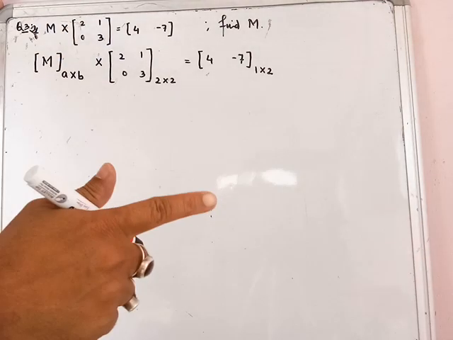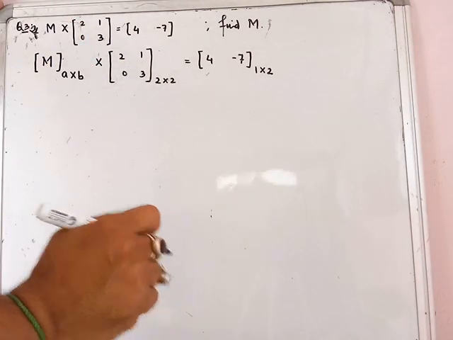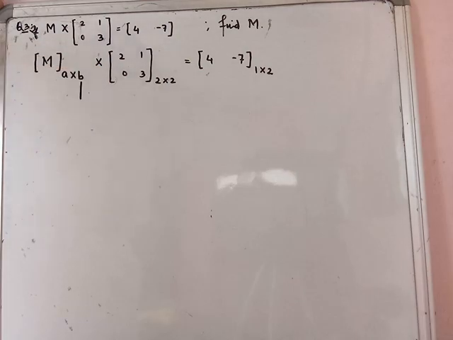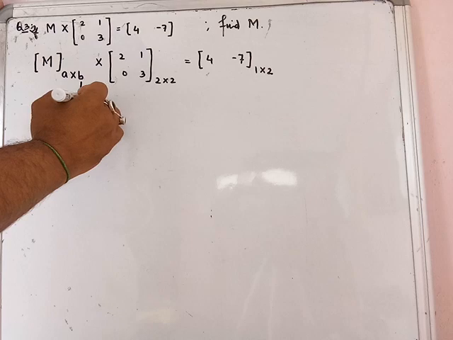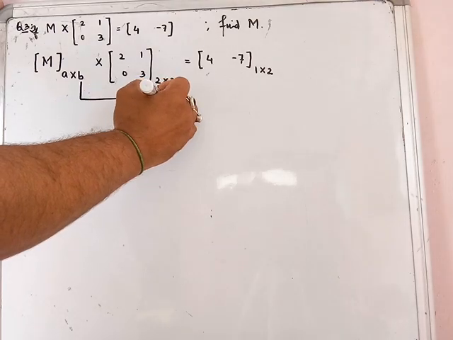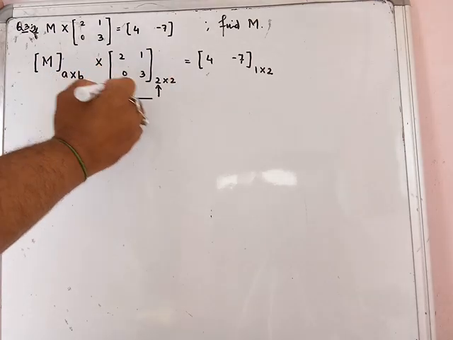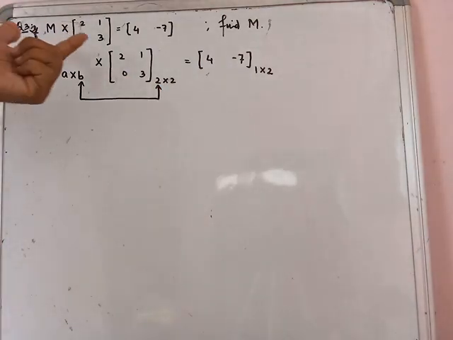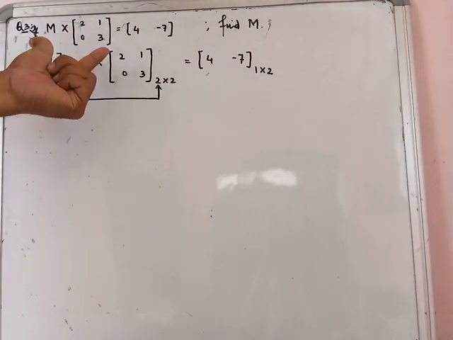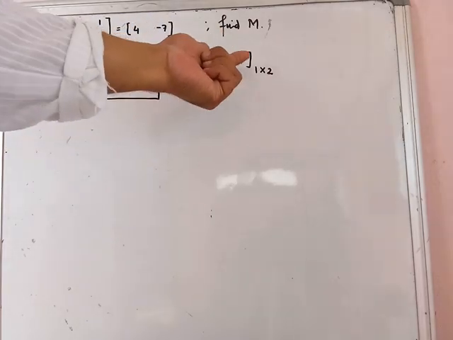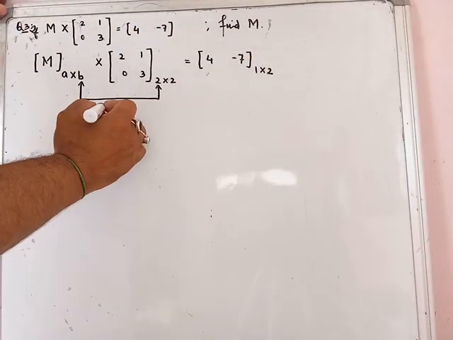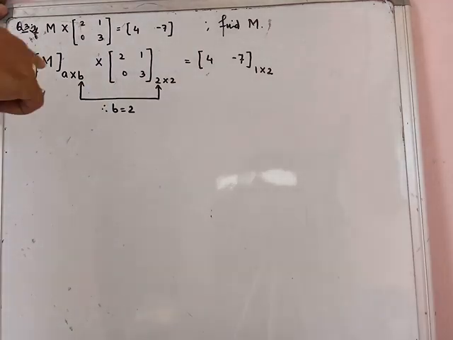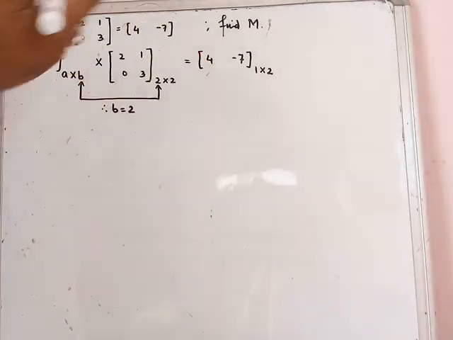Okay, matrix multiplication is only possible when the number of columns of the first matrix, which is B here, matches with the number of rows of the second matrix. Since this matrix multiplication is possible, we are getting an answer. Therefore, that means B must have been 2. That is how this matrix multiplication was possible.